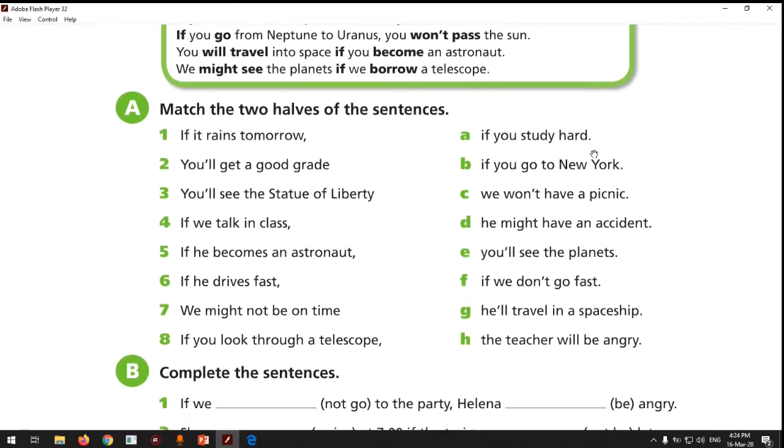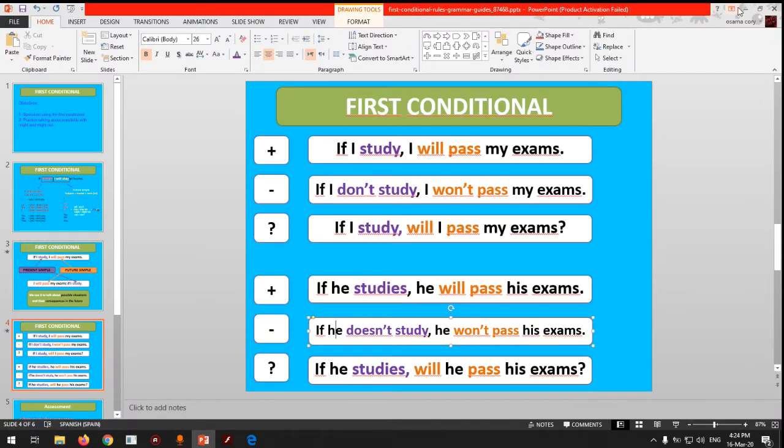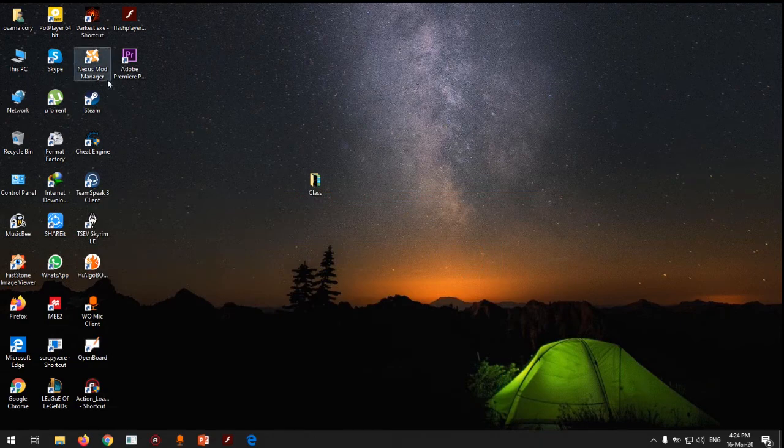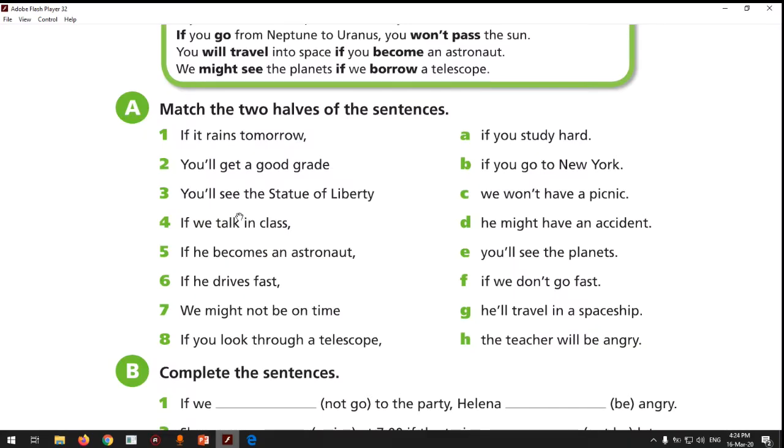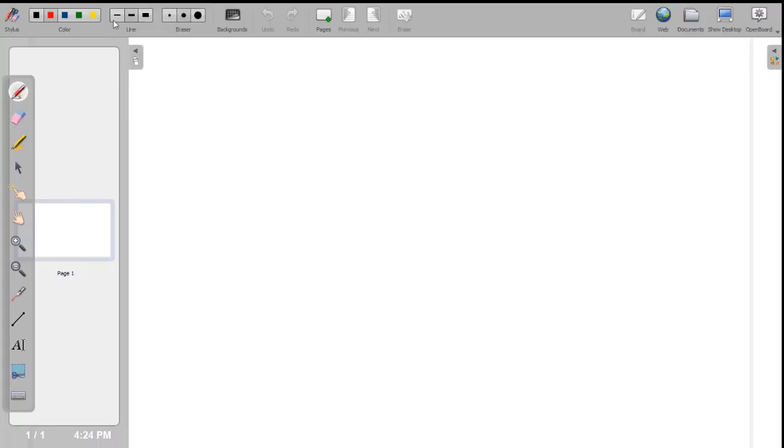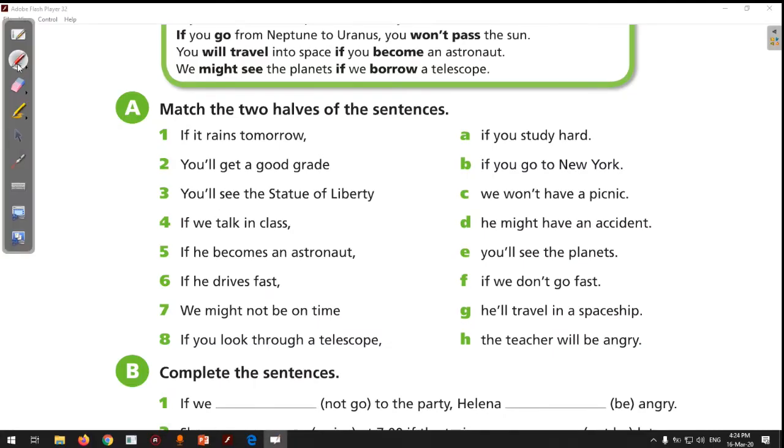Okay, I'm gonna show you some models in the language activity book. Then you're gonna have to finish the rest by yourself. Here we're waiting for the program to open. Okay, let's show desktop. Here, let's match one. If it rains tomorrow, we won't have a picnic. Okay, I'm gonna solve another one for you. If he drives fast, he might have an accident. Okay, you can finish the rest by yourself.